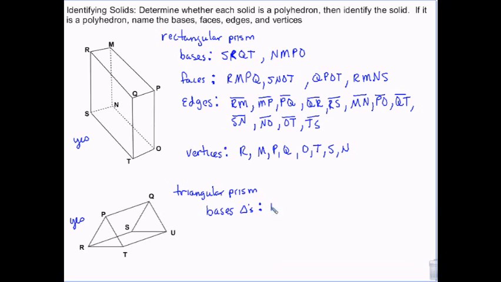So I have RPT and SQU. And it doesn't matter, again, which order, which letter I start with or which direction I go, as long as I go around the outside. My faces are the rectangles. So I have P, Q, U, T. P, Q, S, R. And then R, S, U, T.